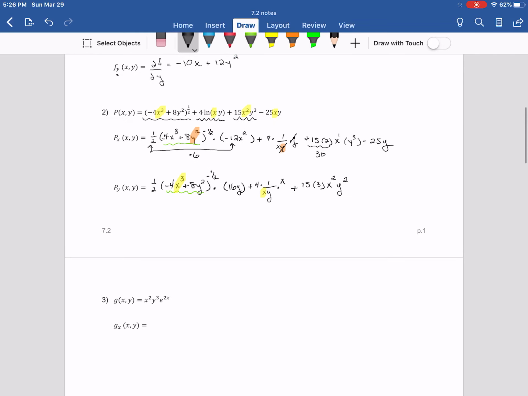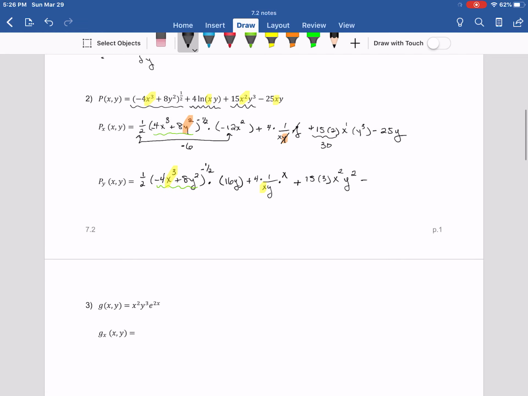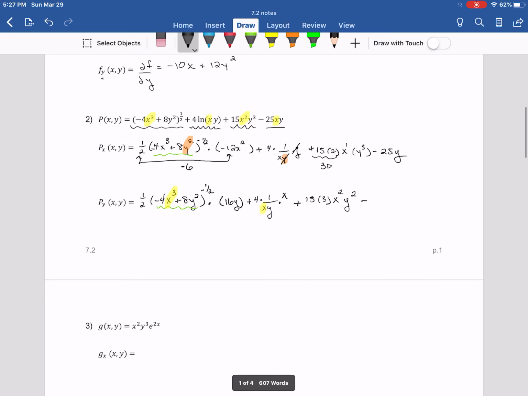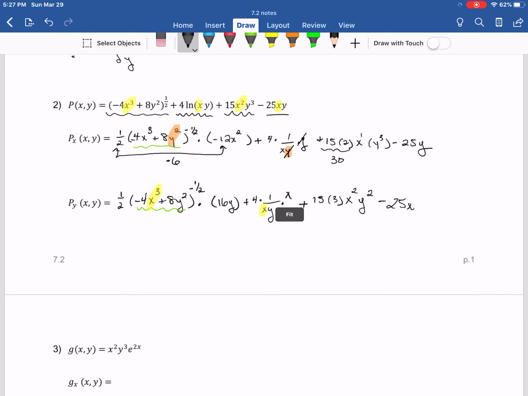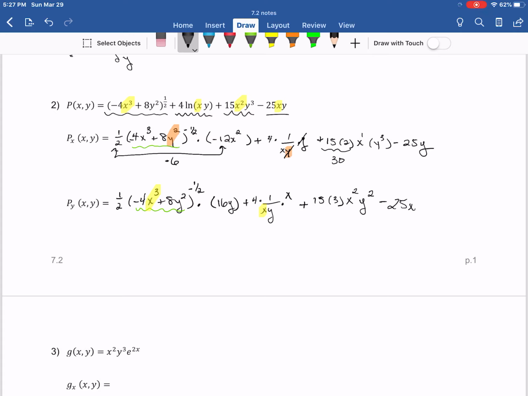Finally, I have the derivative of negative 25 xy. I highlighted x because that is the constant, and you end up getting negative 25 times x. And simplify a little bit if you'd like. I might suggest canceling out these like factors right there, the x's. You could multiply the 1/2 and the 16, call it 8. You could multiply 15 times 3, that's 45, and that's pretty much it.